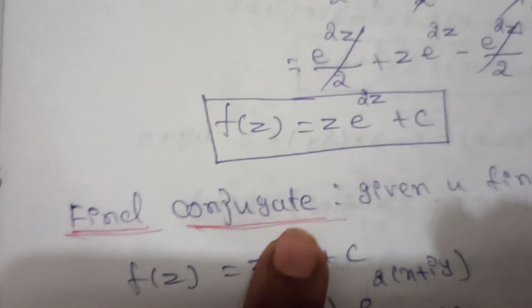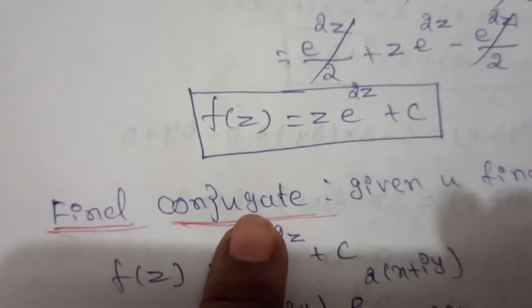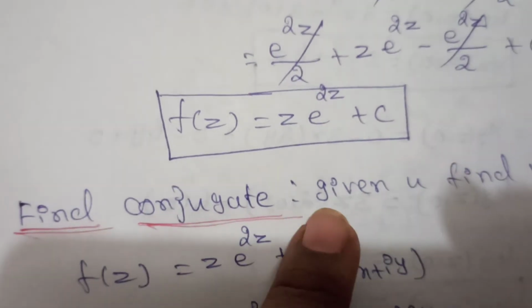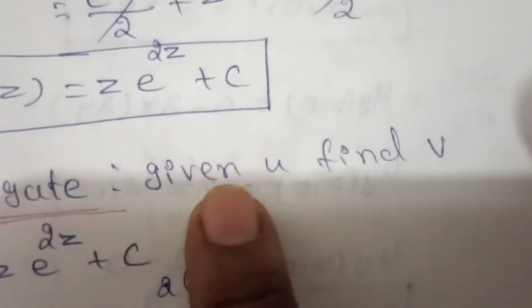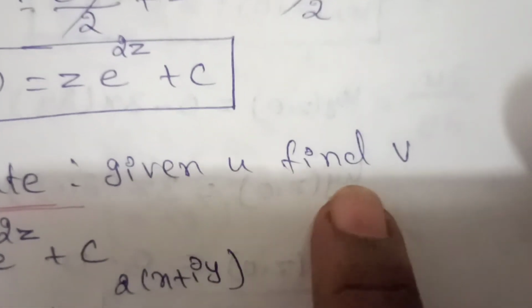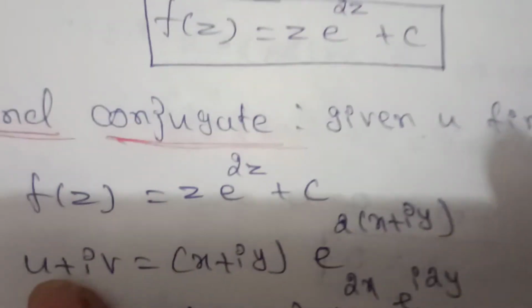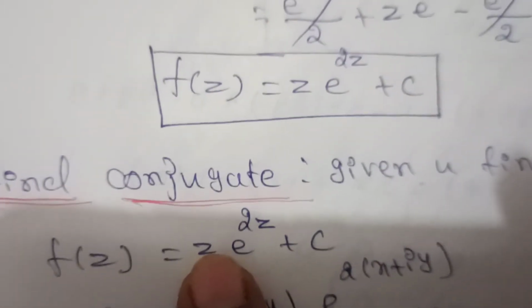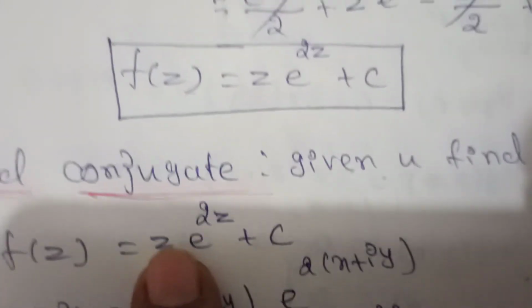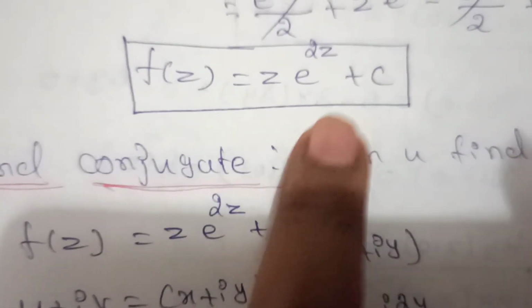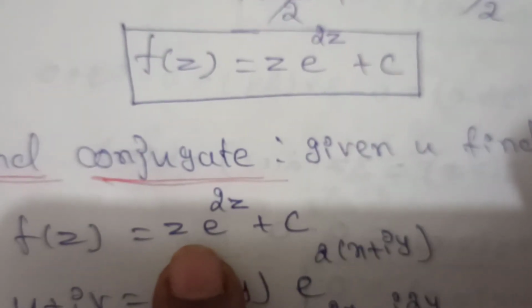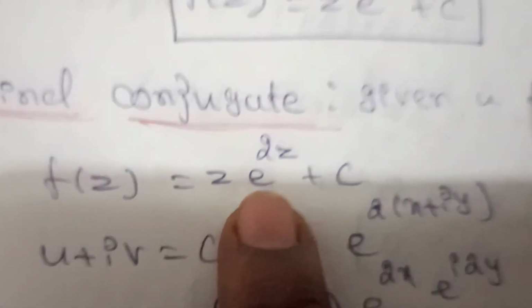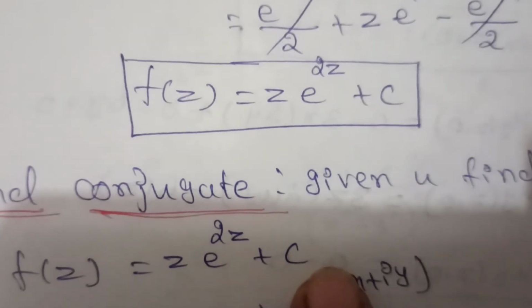Next, find the conjugate. Finding the conjugate means we have to find the v value, because in this problem the real part is given. When u, the real part, is given, we can find the v value. Again, to find the conjugate we take the f of z value. So f of z is equal to z into e power of 2z plus c.